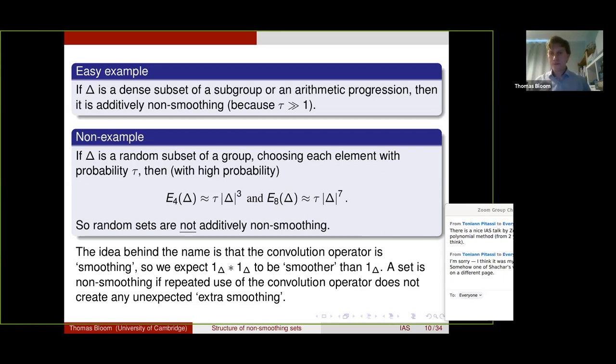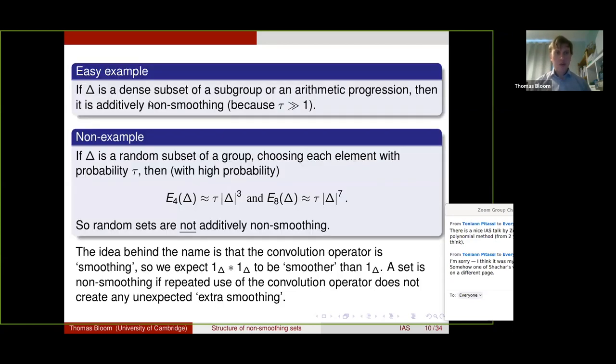Okay, so high level, here's the overview of what's going on, just to motivate the reason behind the name additive non-smoothing. This concept of additive non-smoothing was, to my knowledge, first studied by Bateman and Katz, and they chose this terminology for it.